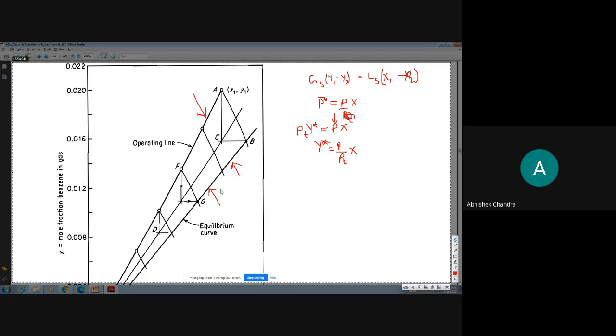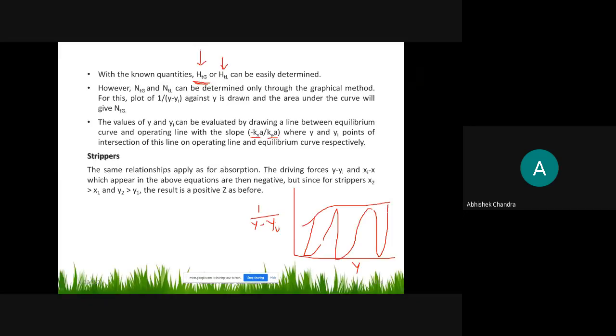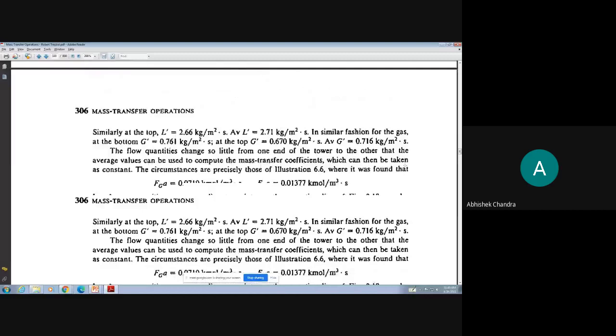Then find out yi, because yi is required to draw the plot. So how to find out yi? Because we have written that we draw the minus kx upon ky, oh sorry, minus kx upon ky line. So how is this, look, I will show you how you can get it.